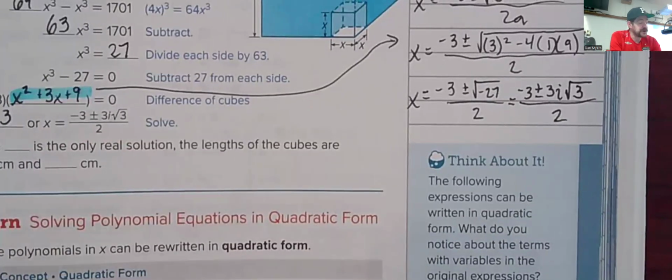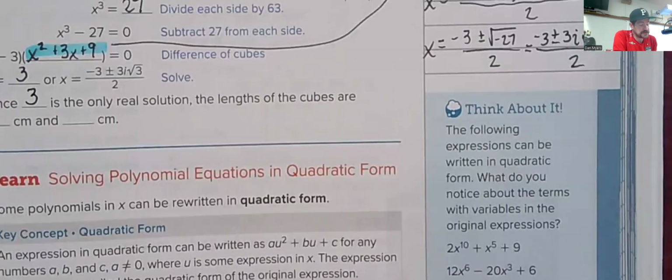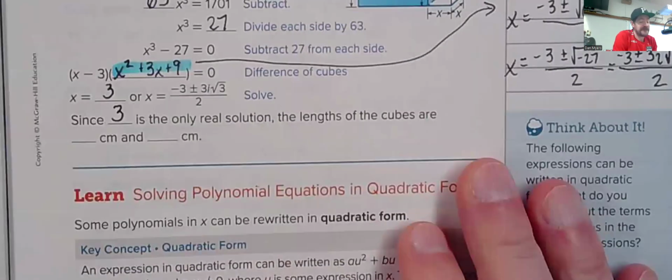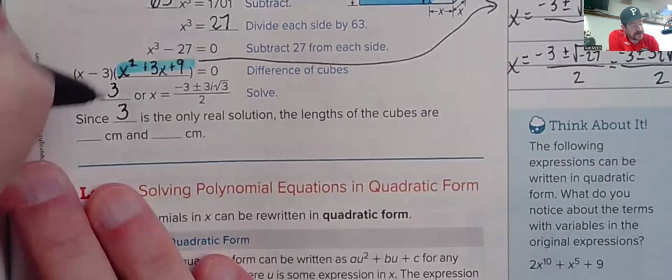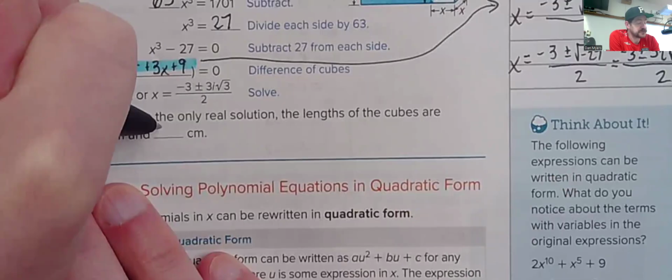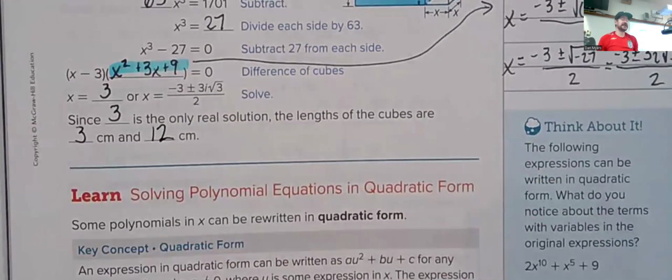Now, since 3, go ahead and write this down. Since 3 is the only real solution, the lengths of the cubes are... The small cube has lengths of what? Look at the diagram. Yeah, 3 centimeters. And then the large cube would be what? 12, yeah, because you're multiplying it by 4. 3 times 4 is 12. So 12 centimeters to the lengths of the large cube.